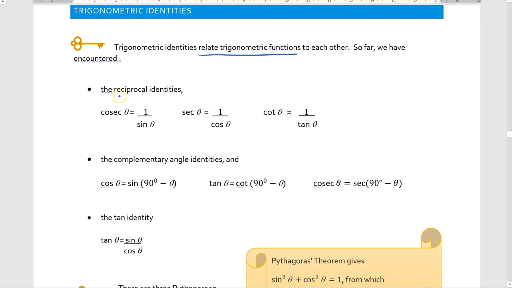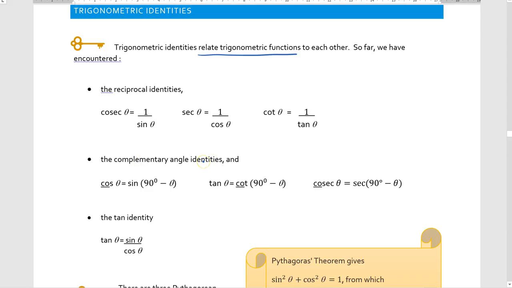The first ones we came across were the reciprocal identities. So that was cosec, which was the reciprocal of the sine ratio. Sec, reciprocal of cos, cot, reciprocal of tan. So it's simply how these are related to each other.